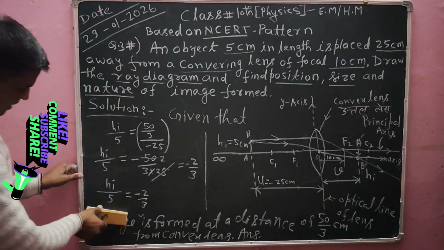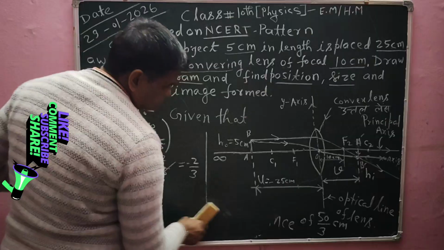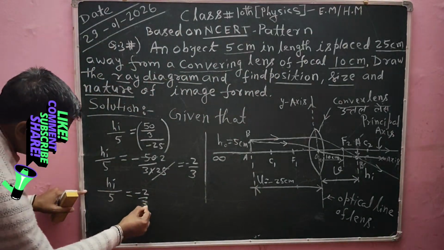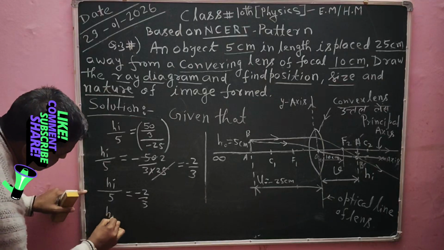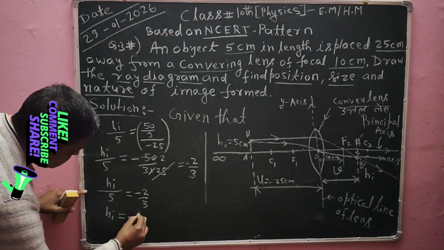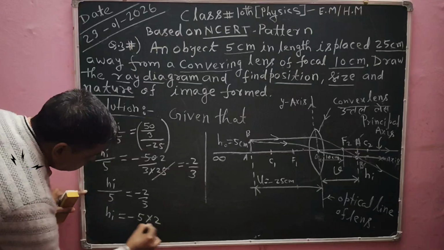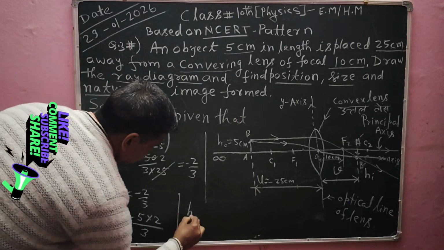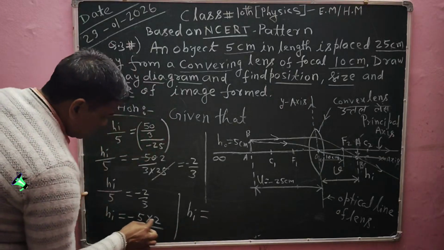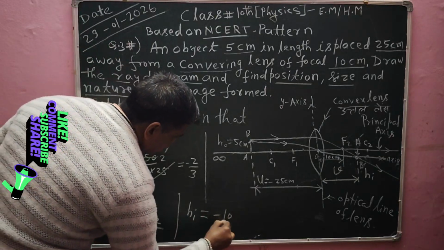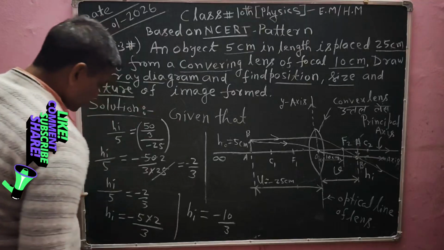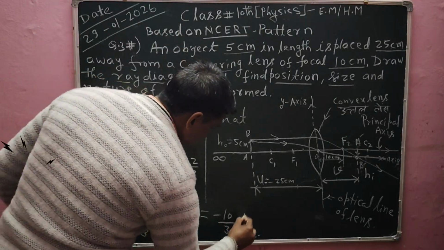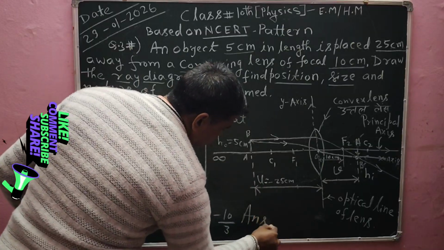So the below data I am going to erase and for the solution I am going to provide here. I will do cross multiplication, therefore hi will be equal to 5 into 2 divided by 3. So finally I will write hi, which is equal to minus 10 divided by 3. So I will say this is the height of the image. This is the second answer of this question.